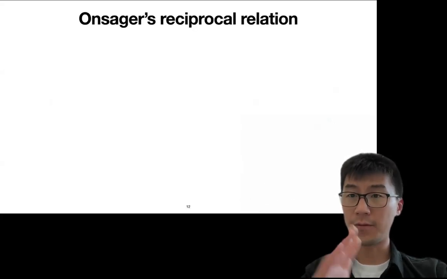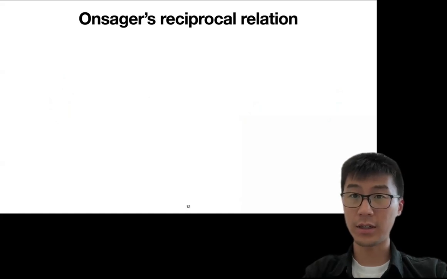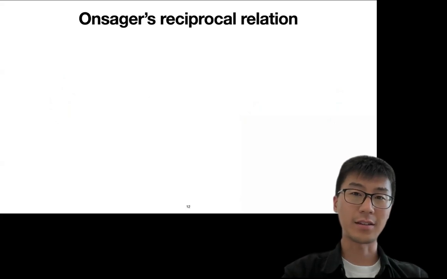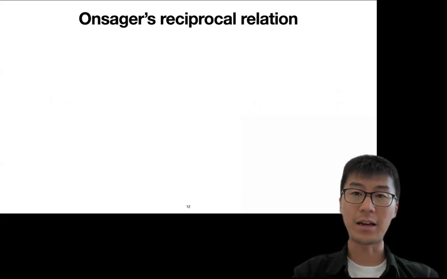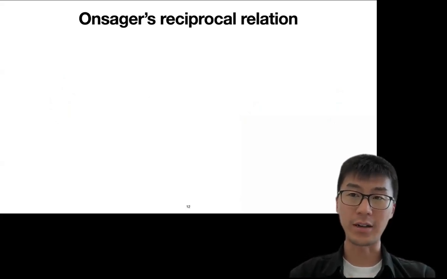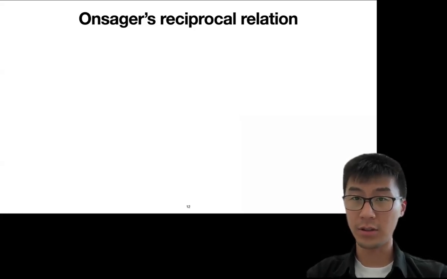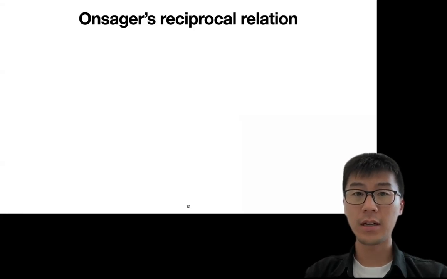Okay, so far we discussed orbital torque. Now I want to discuss the reciprocal process, that is generation of angular momentum by magnetic dynamics. But before going there, let me briefly review the fundamental aspect of Onsager's reciprocal relation.